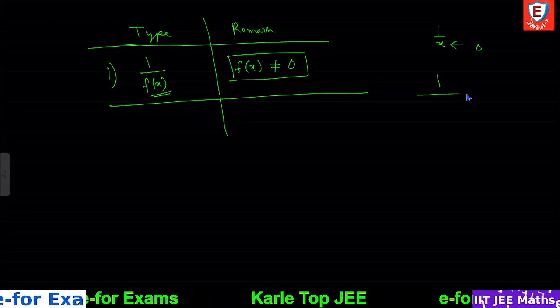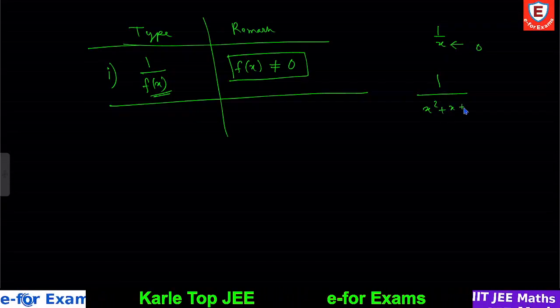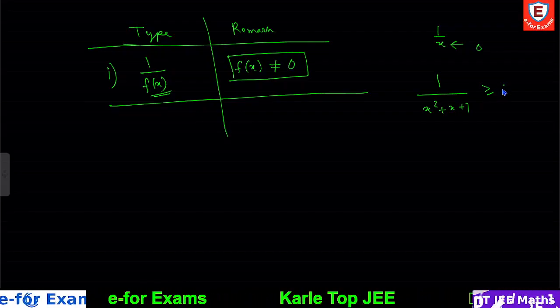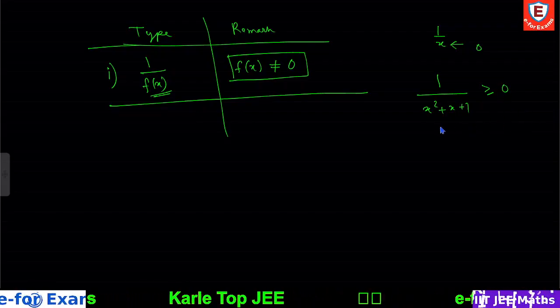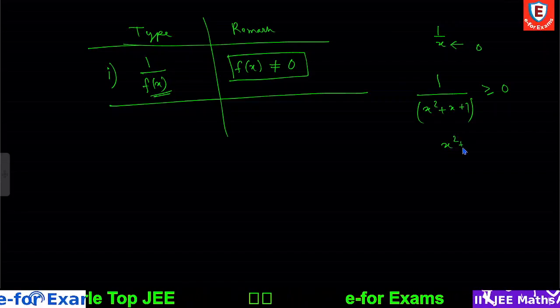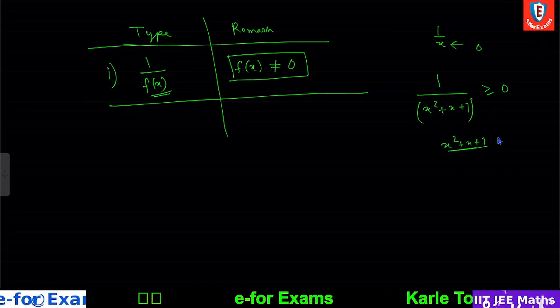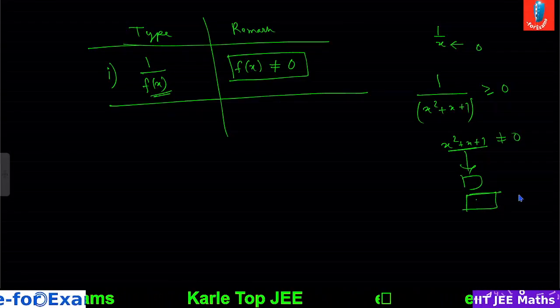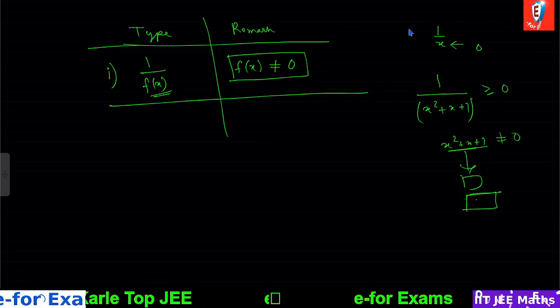Example: it is given as 1 by x squared plus x plus 1, greater than or equal to 0. Find the domain. First equate x squared plus x plus 1 to 0. This is the function, right? So it should not be equal to 0. From here you have to solve: remove all the x where it becomes 0. That is your solution. Number 2.